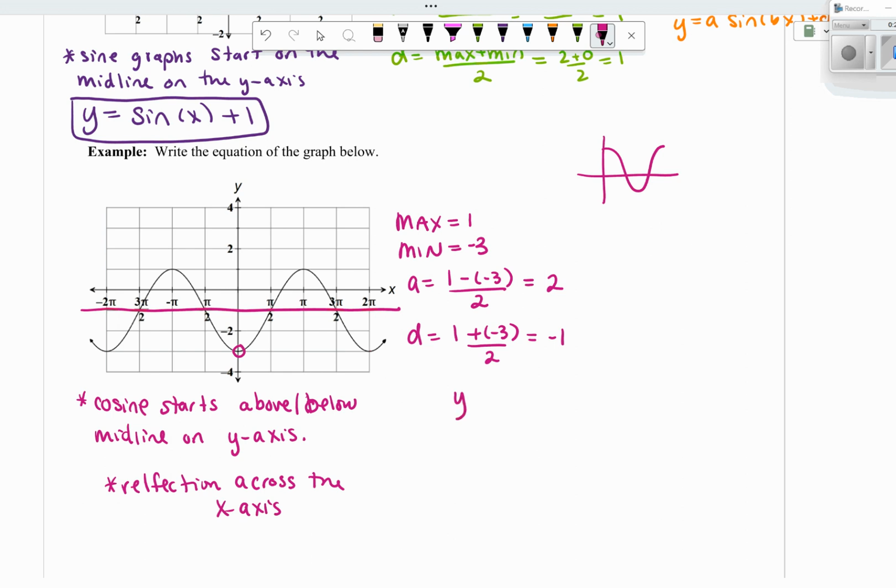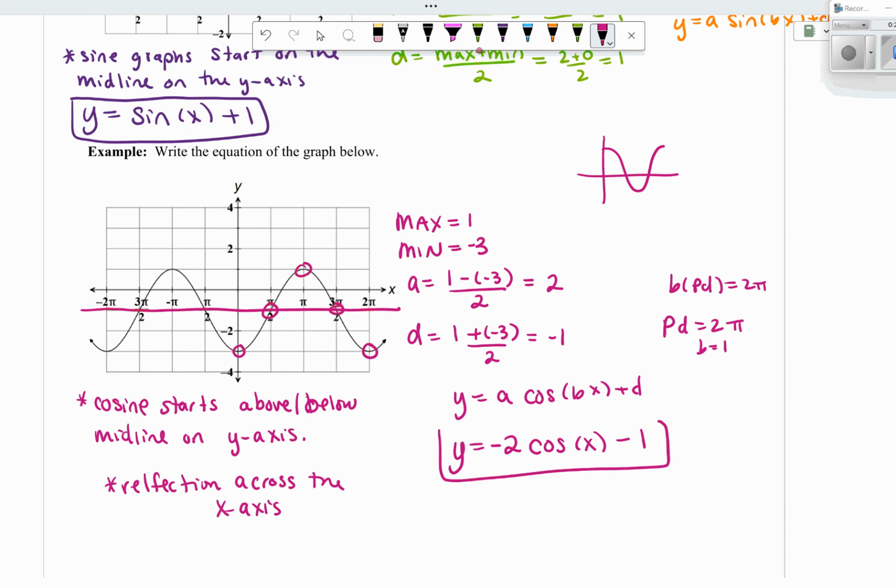So the general equation, y equals a times the cosine of bx plus d. And if we count our 5 key points, 1, 2, 3, 4, 5, notice that the period is still equal to 2 pi. So b times the period equals 2 pi. That means our b value is equal to 1, which we are not changing until a different lesson. So then we have our amplitude, we have our midline, we have everything we need. So we have y equals, the amplitude is 2, but because it's going down first instead of up, we have to put a negative in front times the cosine of x. And then our d value is minus 1 because our graph moved down 1.